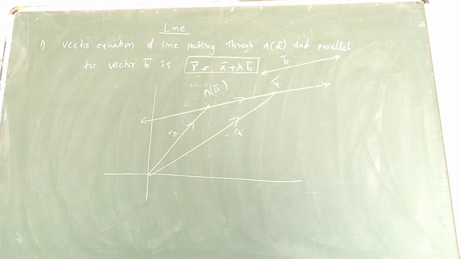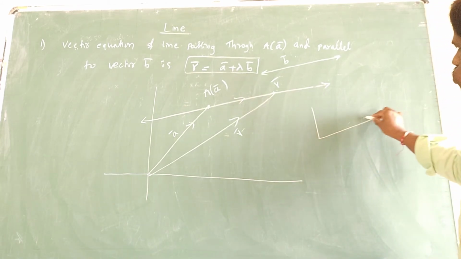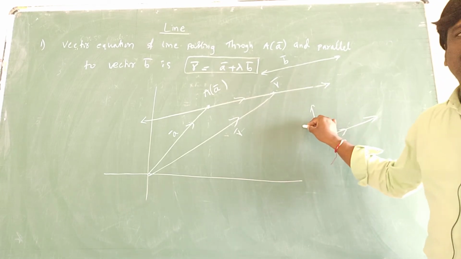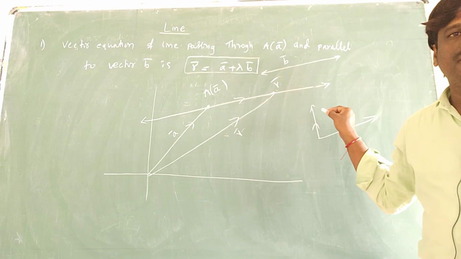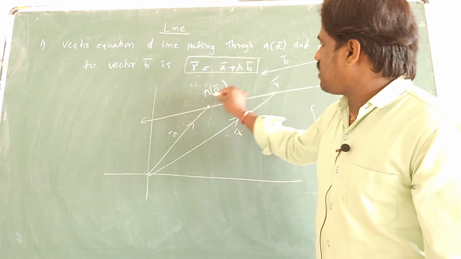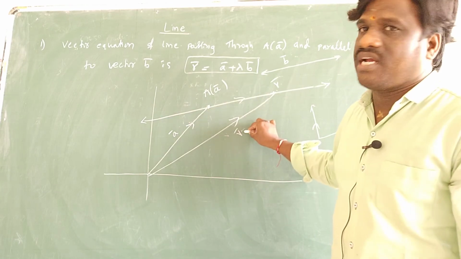You know now what the addition law is? You have a triangle, like this, the addition law: A vector plus B vector is equal to A plus B. In the same way here, A vector plus lambda times B vector is equal to R vector.